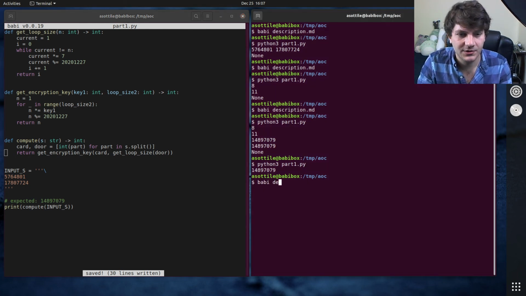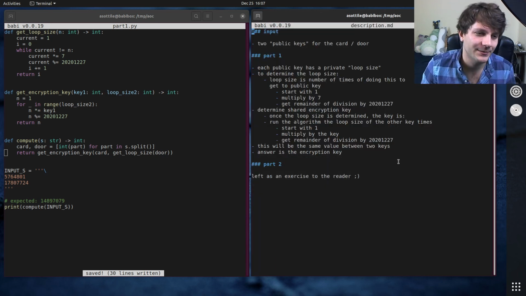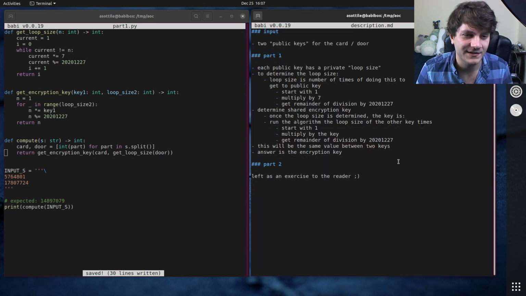But yeah, this is how to implement part 1. And for part 2, I'm going to leave that one up to you, so as not to spoil it. But part 2 is a pretty fun one.